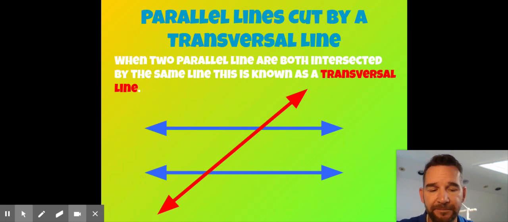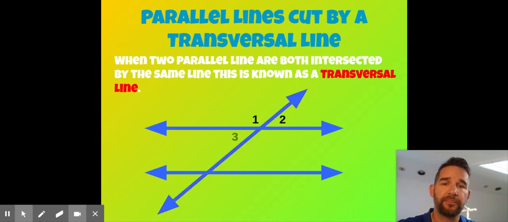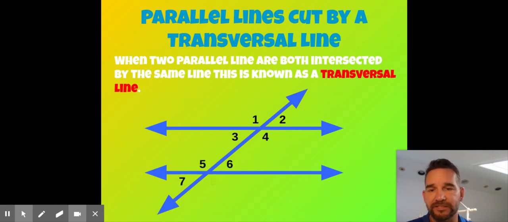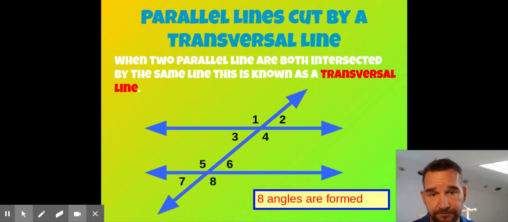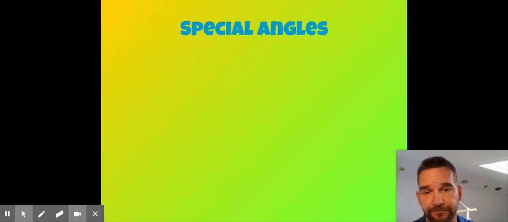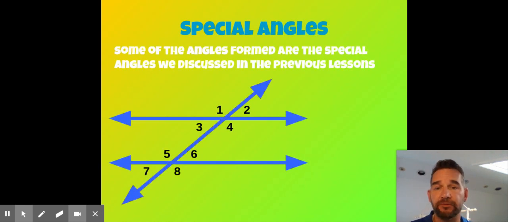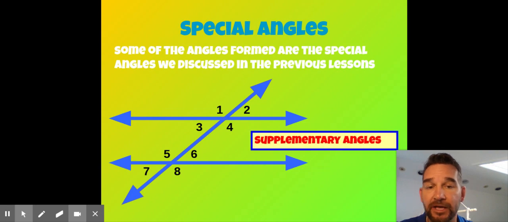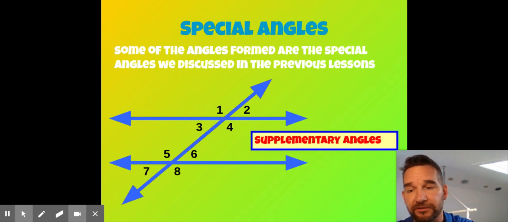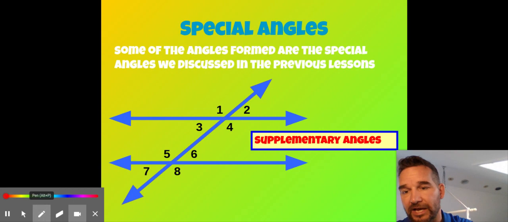Well, when we do that, you should notice that I've created 1, 2, 3, 4, 5, 6, 7, 8 different angles. Now, there are special relationships between those angles, and that's what we want to explore today. Some of those angle relationships are ones that we've discussed in previous lessons. When you look at that diagram, you should recognize some angles that look like they're supplementary, or you can say that are linear pairs.